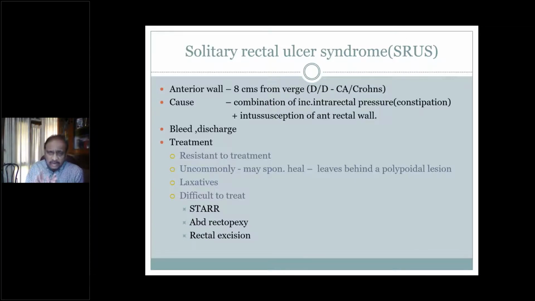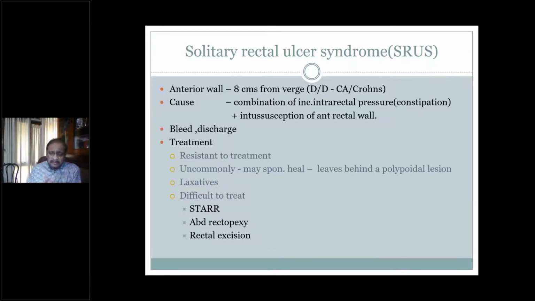Okay, so the cause is a combination of increased intrarectal pressure. So this patient exerting pressure, and that is there in constipation. Plus, with the pressure, remember we talked about the intussusception of the anterior rectal wall. That is exactly what's happening in these patients. So there's an ulcer and intussusception of the anterior rectal wall. And the patient, because of the ulcer, presents with bleeding and discharge.